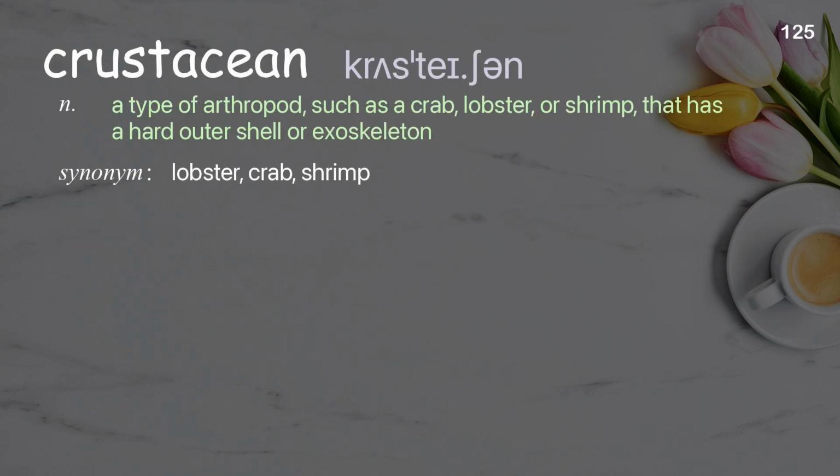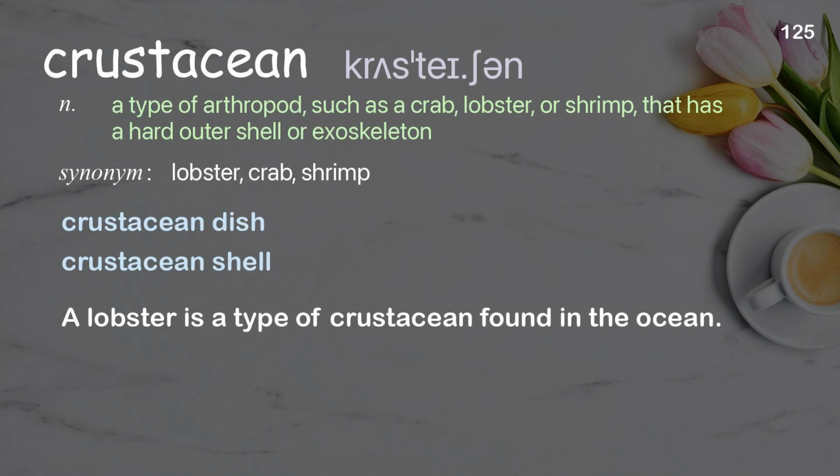Crustacean. A type of arthropod, such as a crab, lobster, or shrimp, that has a hard outer shell or exoskeleton. Examples. Crustacean dish. Crustacean shell. A lobster is a type of crustacean found in the ocean.